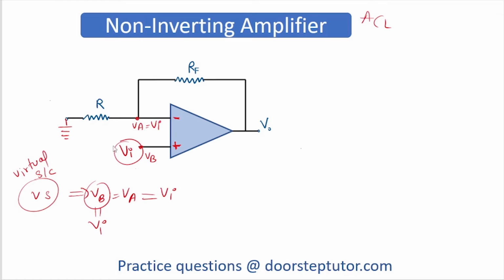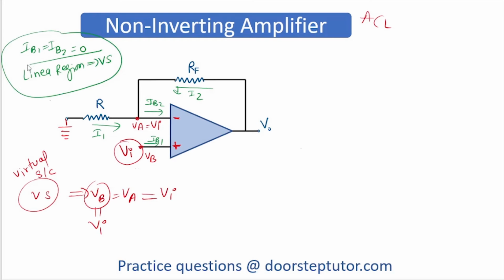Now we can assume two currents flowing here, that is I1 and I2. For discussing the amplifier, we will assume that the input bias currents, that is IB1 and IB2, are 0. IB1 and IB2, which are known as the biasing currents, are 0, and the op-amp is working in the linear region. Therefore, we can apply the concept of virtual short. These two assumptions are made when discussing the op-amp.